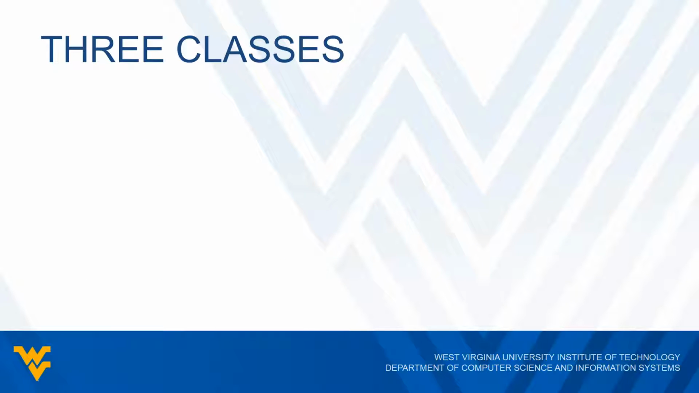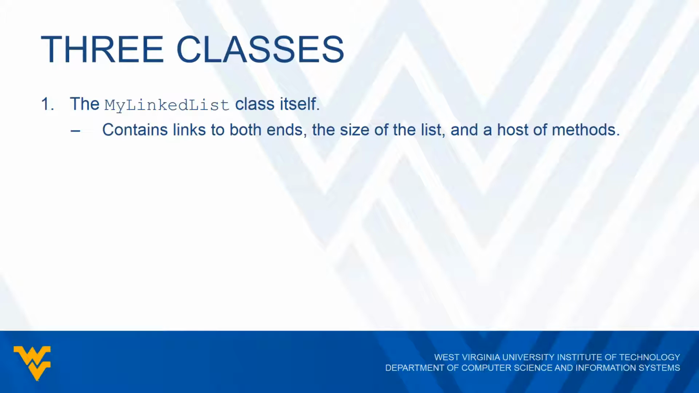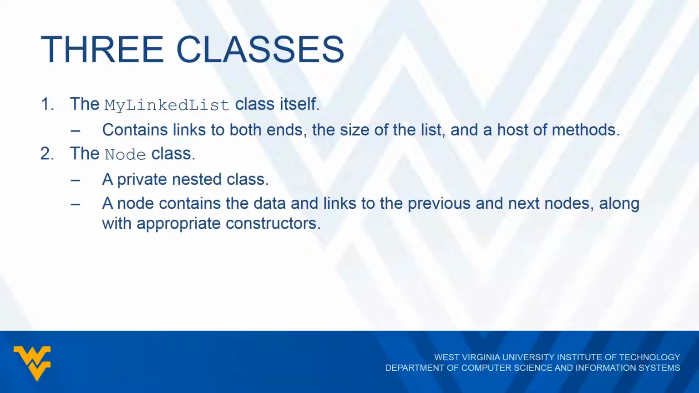We'll need three classes to make this implementation work. We'll first need the myLinkedList class itself. This is going to contain the links to both ends. It's going to contain the size of our list. It'll also contain several methods that we need for the linked list, such as adding and removing nodes. We're also going to need the node class. So this is likely to be a private nested class. The node class here is going to contain the data and the links to the previous nodes and the next nodes, and it's also going to contain the appropriate constructor for the node class.